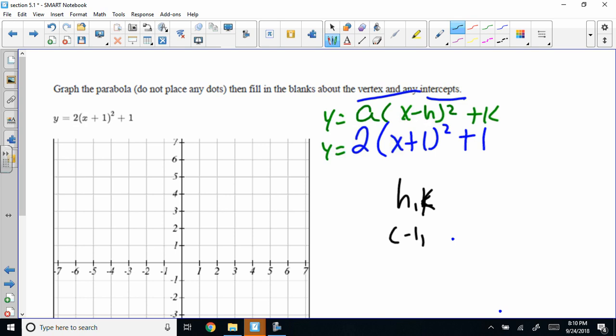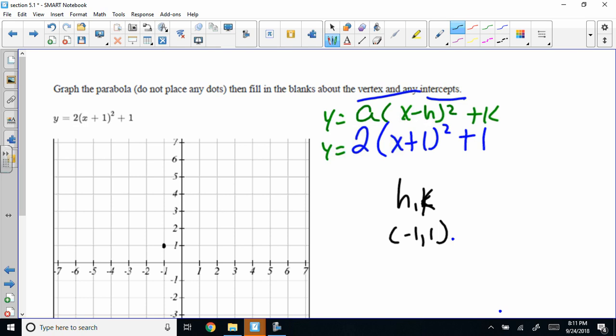K is exactly what's there. Right? How we doing? So negative 1, 1. Which way is this opening? Up. Your A is 2. It's positive, right? 2 just means it's going to be a little narrow, a little skinnier. It's going to be a stretch instead of a shrink. And then it's positive, and it's going to open up.